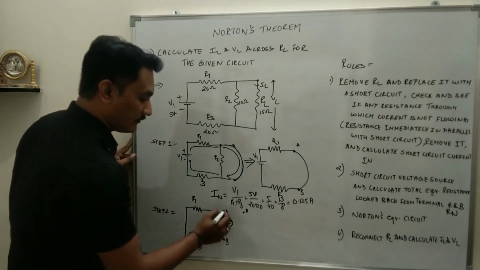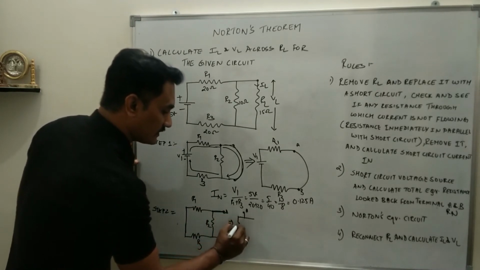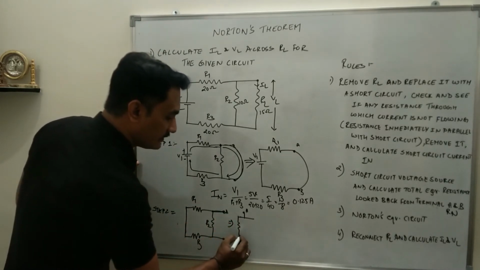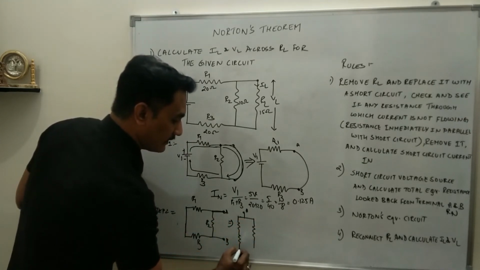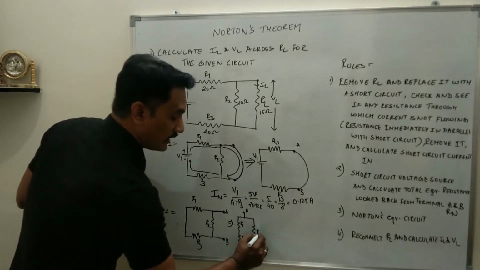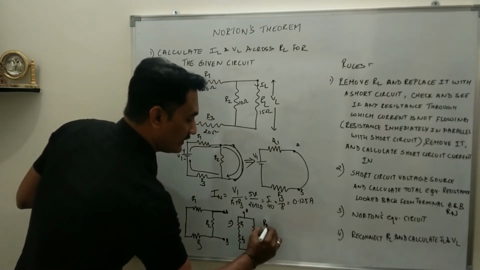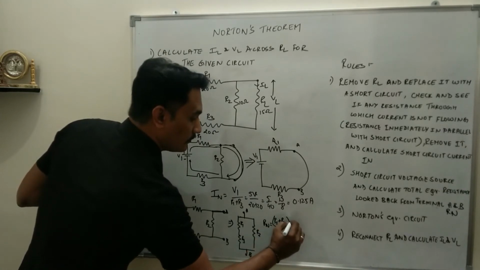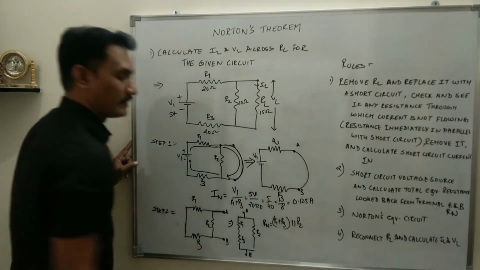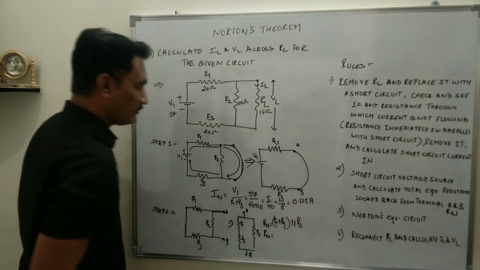Draw the simplified diagram. When you start from A, you have parallel branch. On one branch you have this R1 in series with R3, and R2 is in parallel. Okay, so this is R1, this is R3, and this is R2. And that terminal is B. So Rn is R1 plus R3 parallel R2.